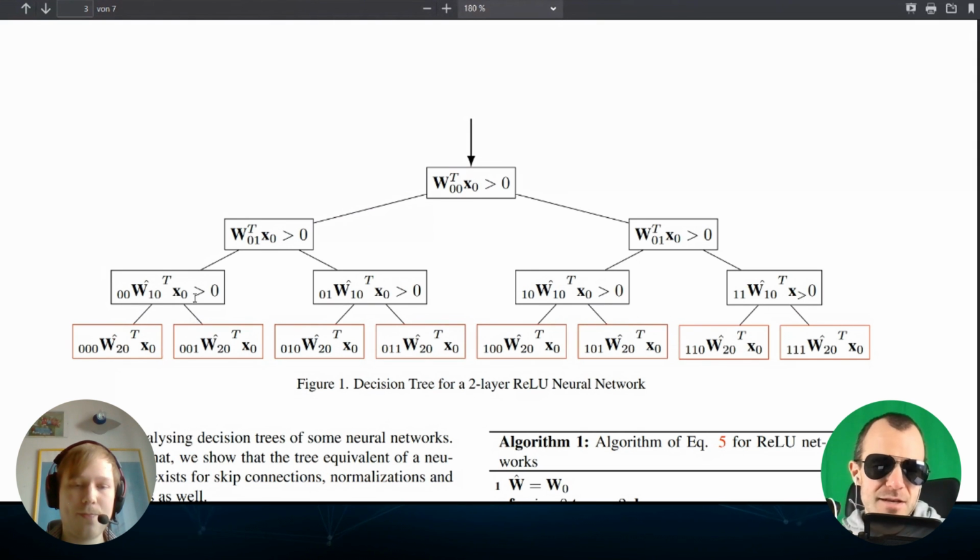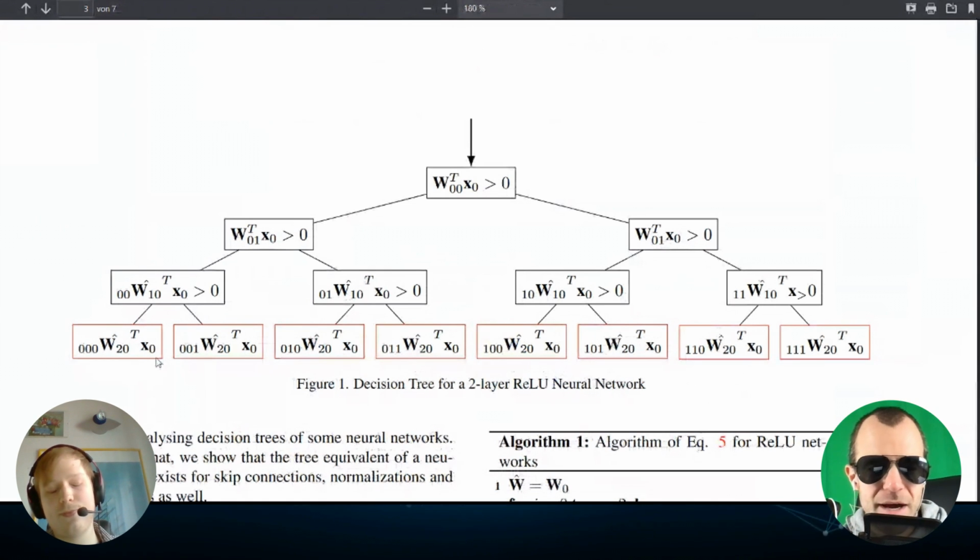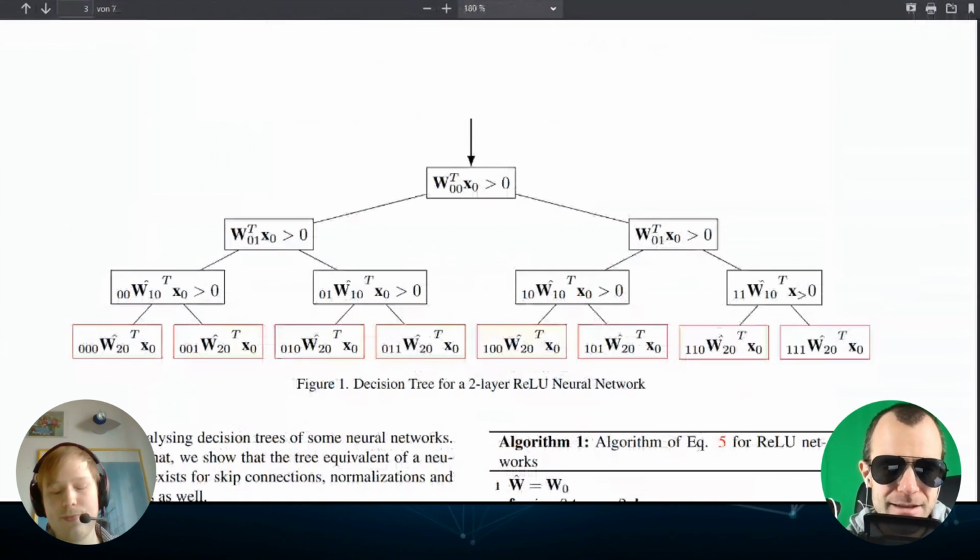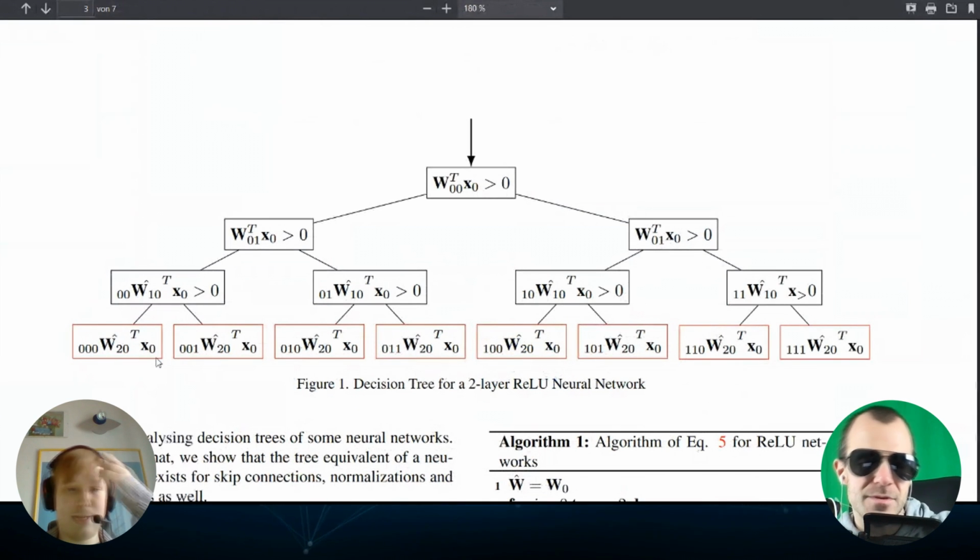I think that's what we see here at the end of the decision tree. The decision tree essentially says, with this particular input, which of these ReLU cells am I in? And inside of that cell, it's actually a linear function. And that's what's described here.